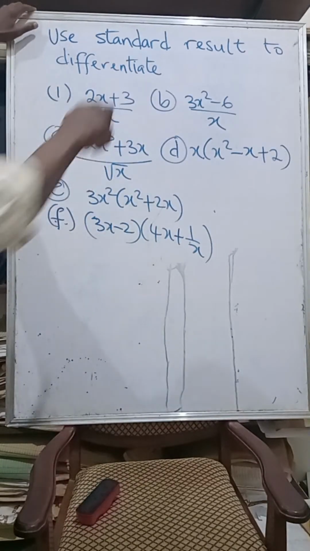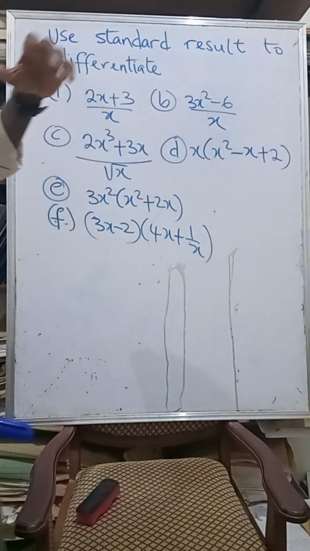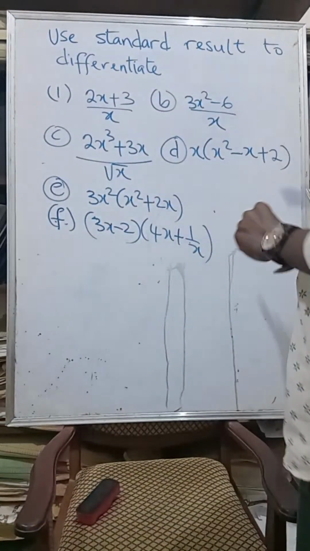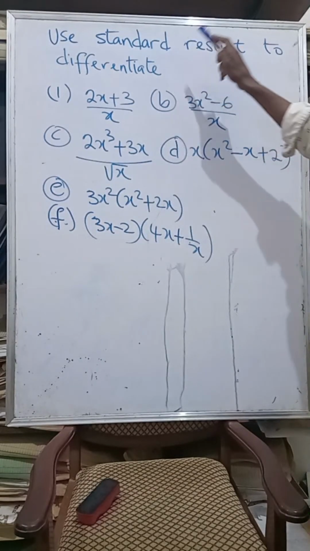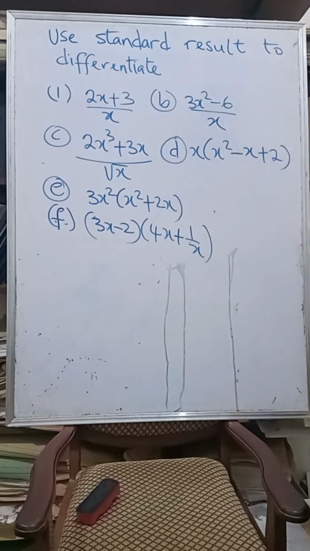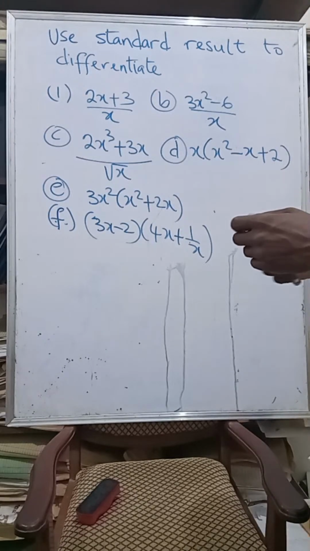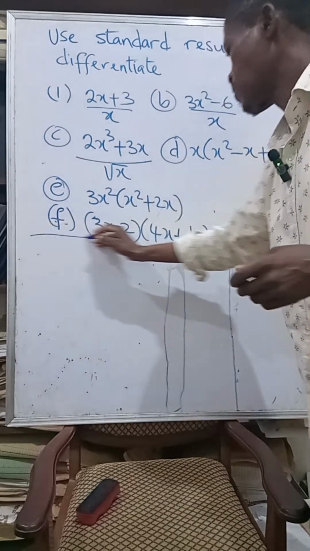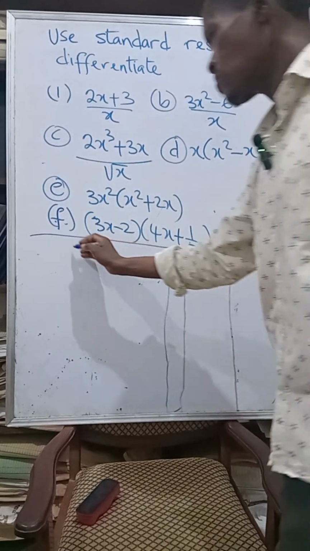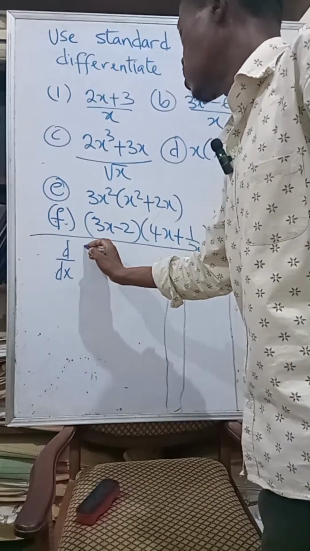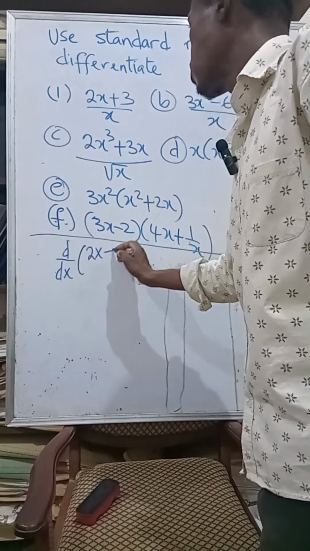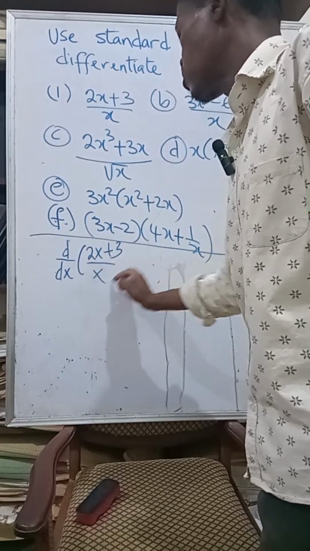Use standard results to differentiate. The standard result is just to use the formula. So let's look at what we have here. The first one, d/dx, that's differentiation of this fraction, 2x plus 3 over x.